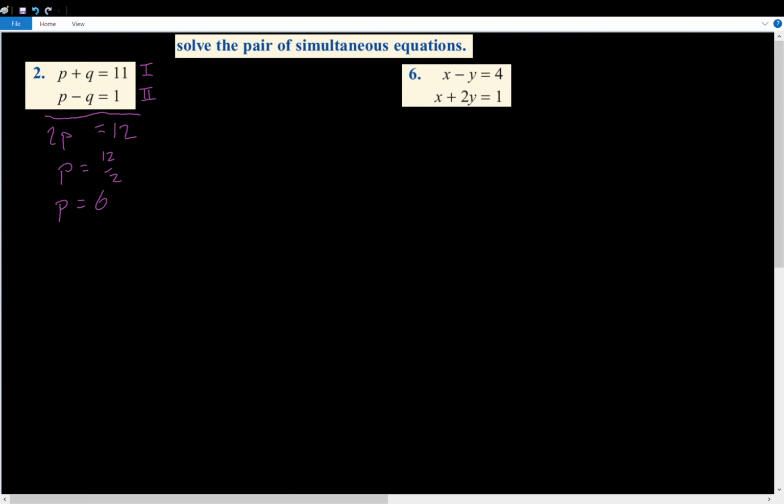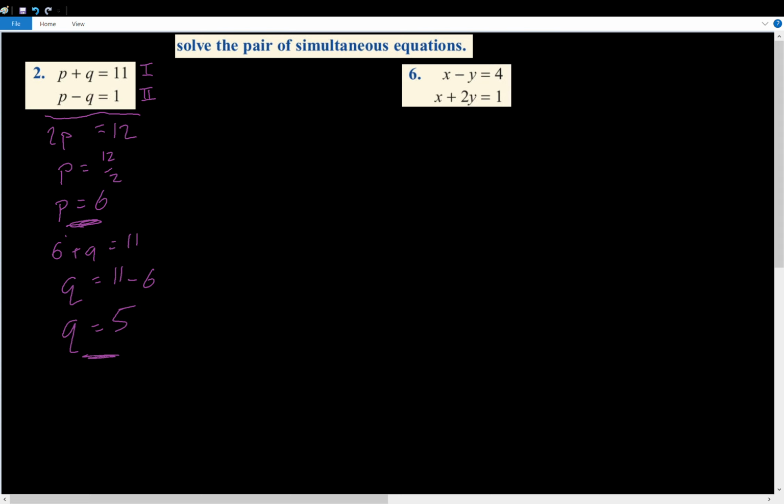And now, in order to find our value for q, we're going to put our value for p back into one of the equations. So if we go to equation 1, now instead of p plus q, we're going to say 6 plus q, so we're going to have 6 plus q is equal to 11, which means q is equal to 11 minus 6, so q is equal to 5. So those are our values for p and q in question 2.